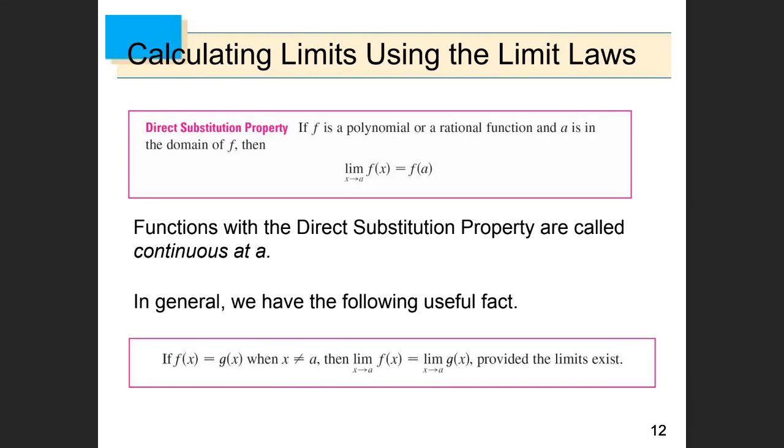So we say that for a direct substitution, if you have the limit as x approaches a of f of x, it just becomes f of a. It means everywhere you see x, just substitute a. Straightforward and easy. All right.